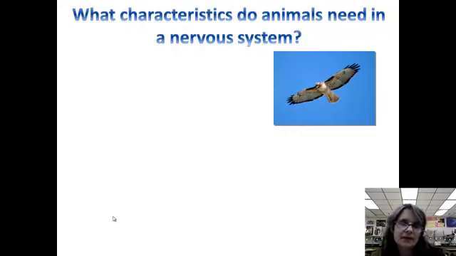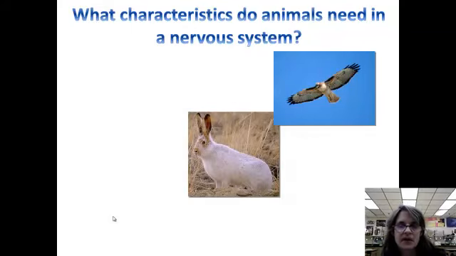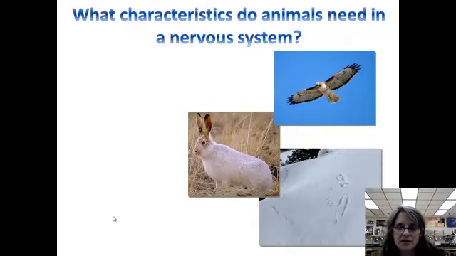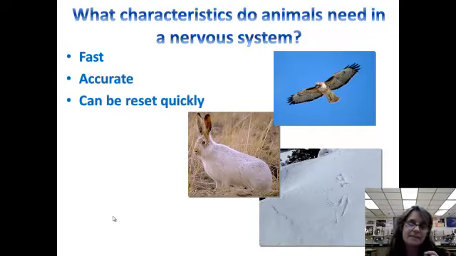Now, what do animals need in a nervous system? Well, if you are a hawk going after a bunny, poor bunny got caught, you want to be fast. You want this system to be accurate, and very important to what we're going to be talking about, you want it to be reset quickly.